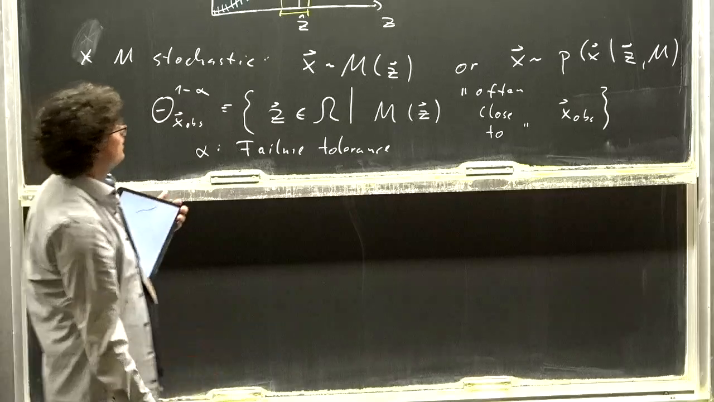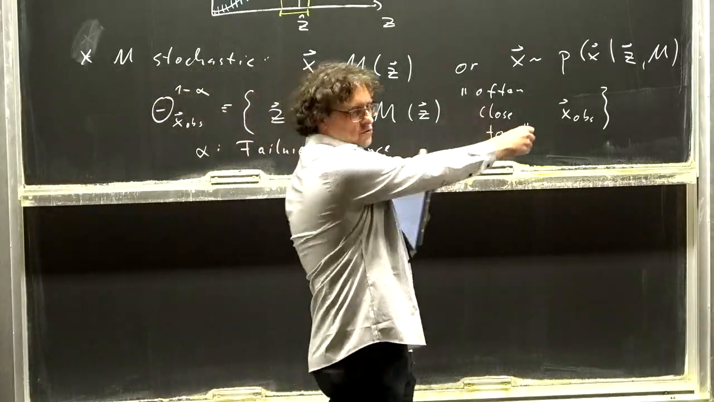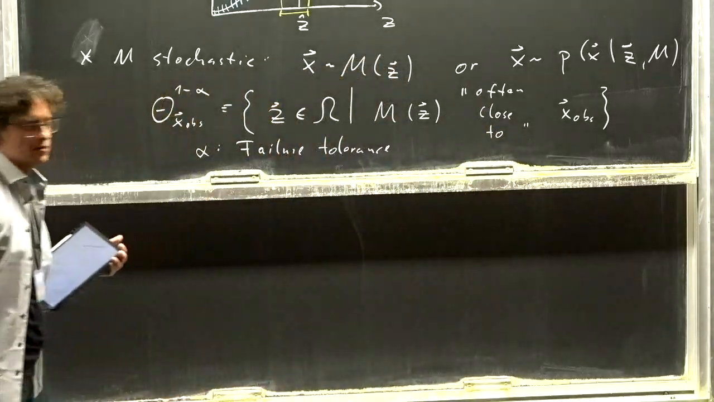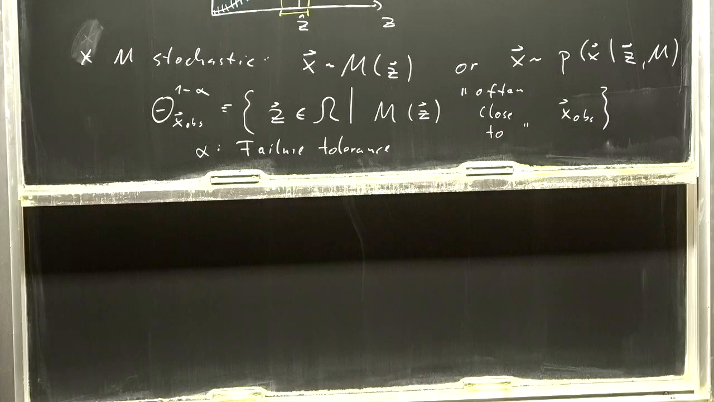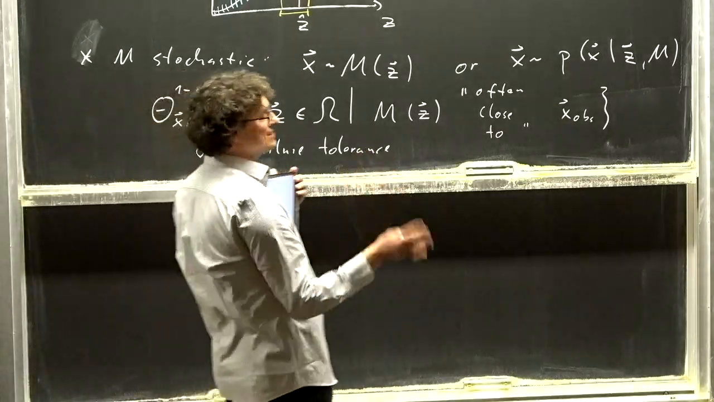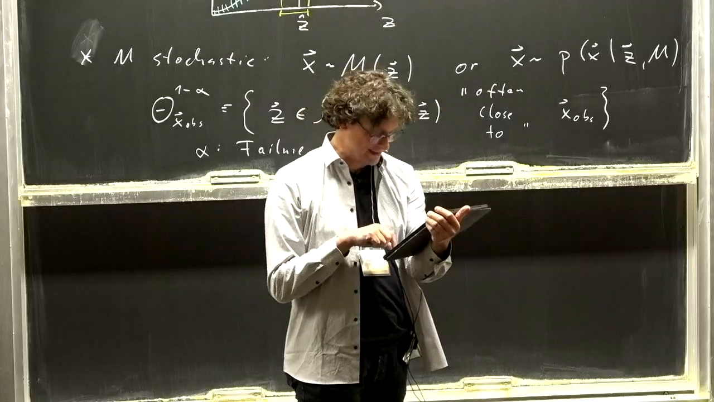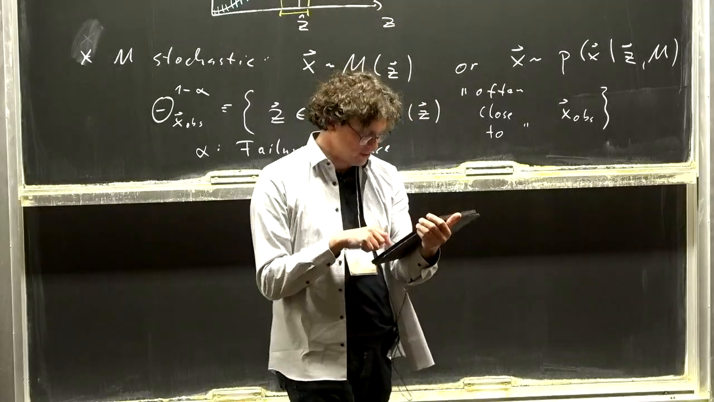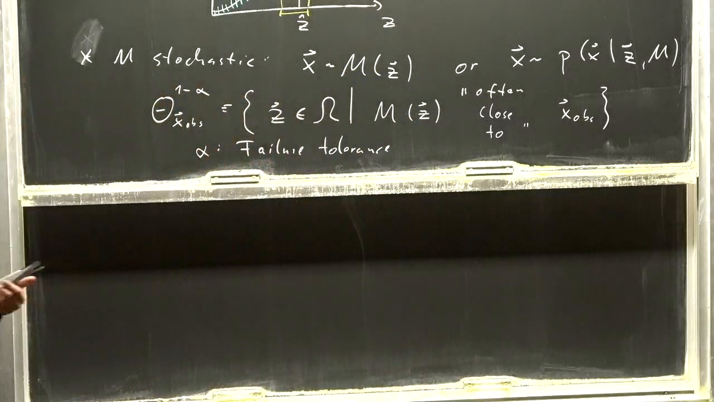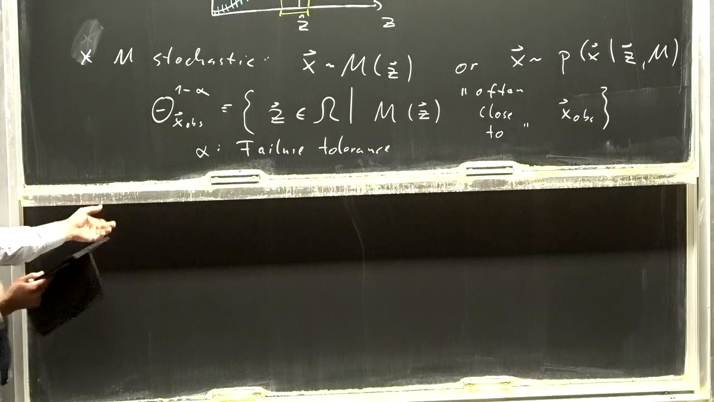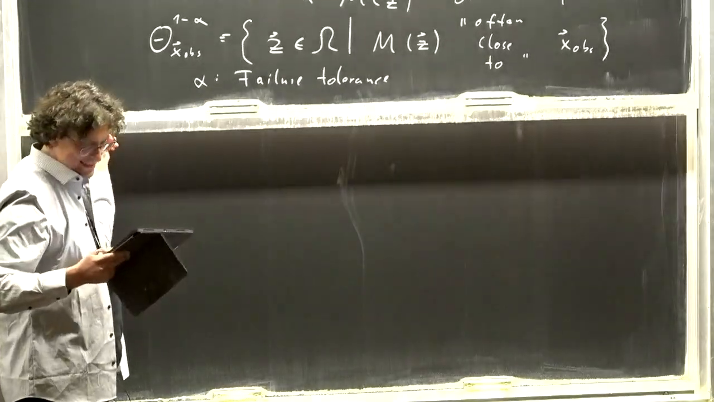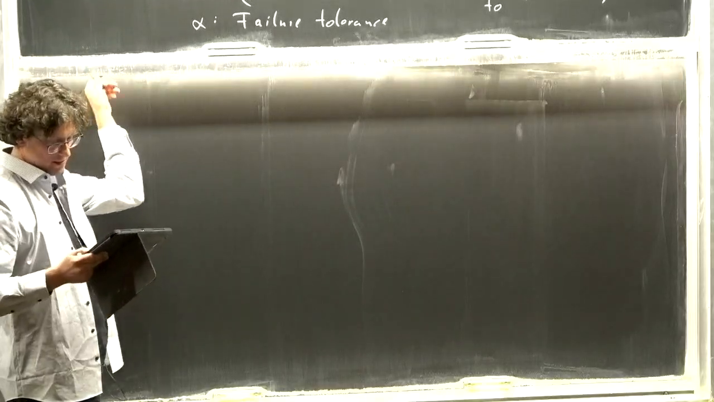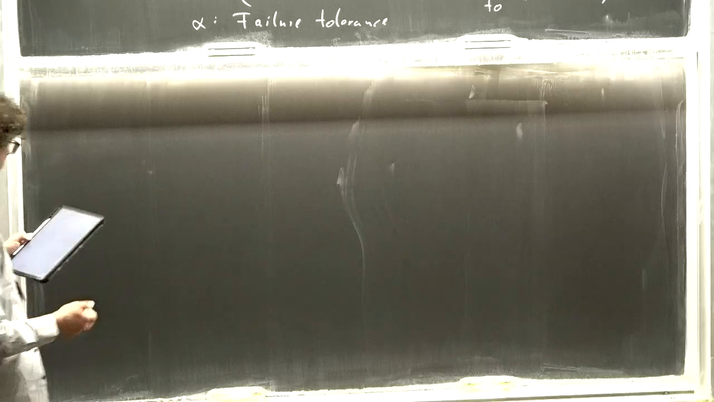OK, so now what precisely often close to means depends on whether you are frequentist or a Bayesian, because they have different approaches to this. Both make sense in their own way, and both have shortcomings. And I will briefly talk about this, and then mostly stick to Bayesian inference throughout the lectures. But before I go there, I wanted to introduce some basic statistical concepts, because that's necessary.